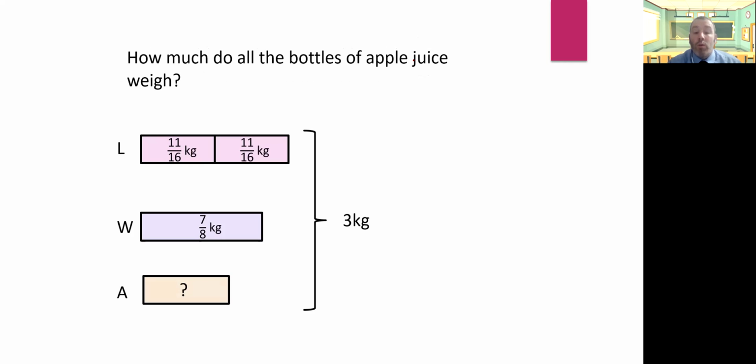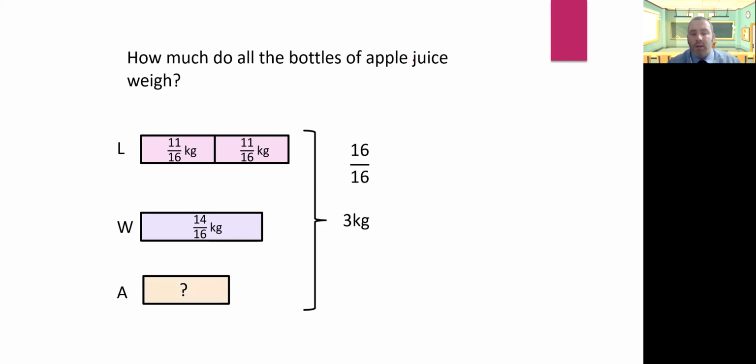So let's work with what we do already know. I'm going to change our water, 7/8. I'm going to make that into a fraction over 16. So I'm going to multiply that by 2, that becomes 14/16. Now I can start working through. So I've got to remember, I also need to work out how many 16ths are in the kilograms.